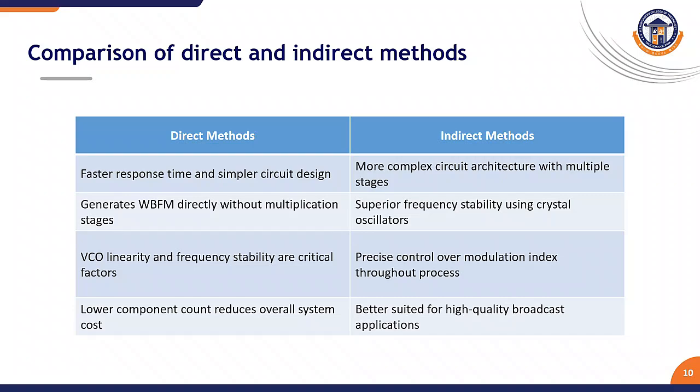So next one is when we compare the direct and indirect methods. When comparing these methods of FM generation, the direct method is simpler and uses fewer components, making it easier to implement. However, it offers moderate frequency stability. On the other hand, the indirect method is more complex, but it provides excellent frequency stability and precise control over modulation index. So the choice between these direct and indirect methods depends on the application requirements and performance expectations.